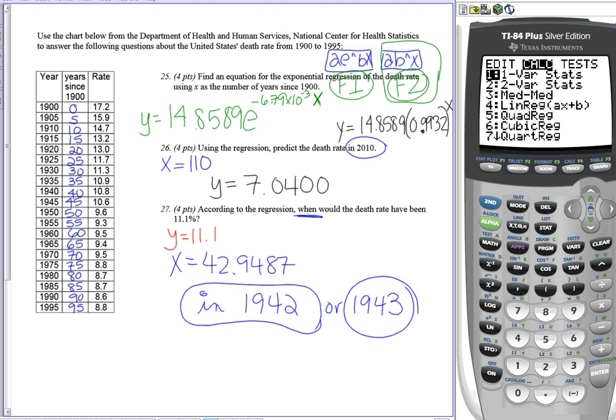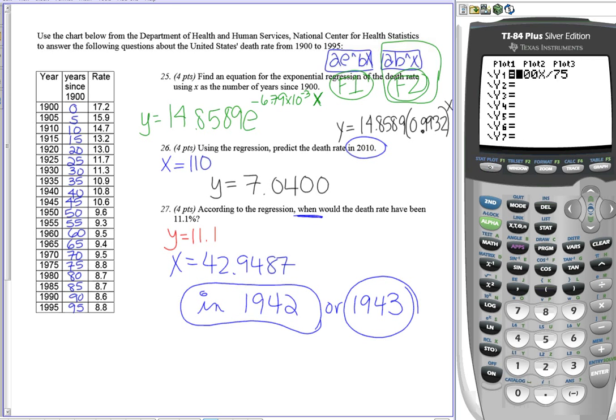Sorry. I'm going to go into my y equals. I'm going to delete anything that's there, because I want to try and graph plot 1. So I'm deleting what's there. I'm going to go now to second stat plot. And for plot 1, I'm going to hit enter, and I want to turn plot 1 on. So I'm going to hit enter.